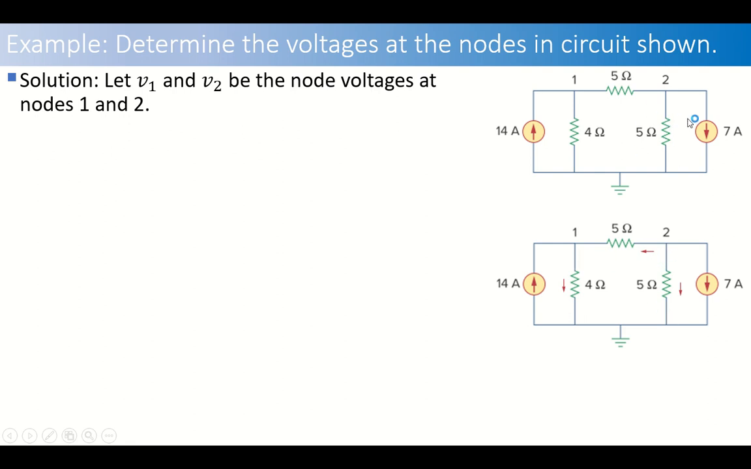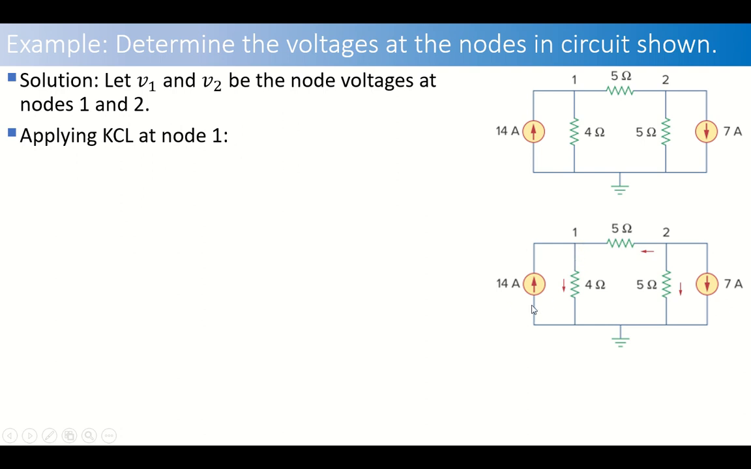Similarly, in the other 5 ohm resistance, the current direction is not given, so we can assume the current direction from the non-reference node to the reference node. This is the direction here; the current direction is given. So now we have the current direction in each branch, so we can apply Kirchhoff's current law at each non-reference node to find the equations.